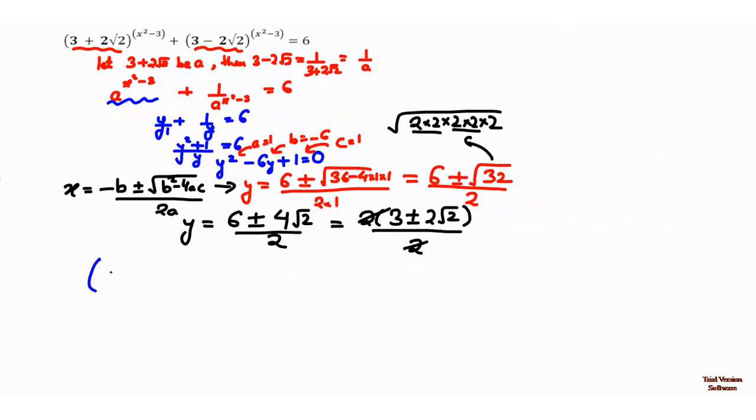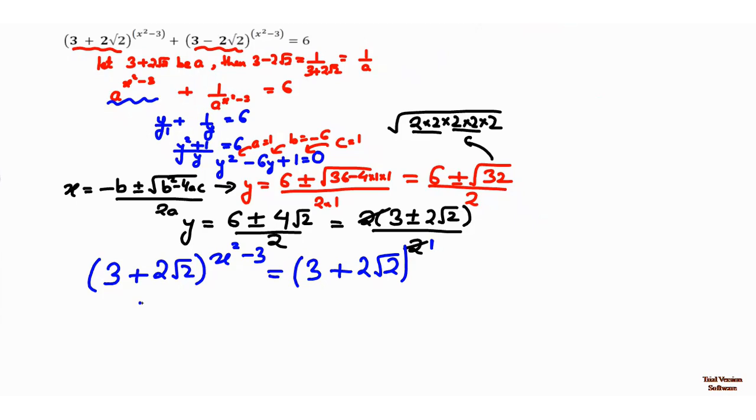So a was, first it was 3 plus 2 root 2 to the power x square minus 3. This can be either equal to 3 plus 2 root 2. Let's check with this. So both the numbers are same. This would be to the power 1. Now the bases are same, so we can make the powers also equal.